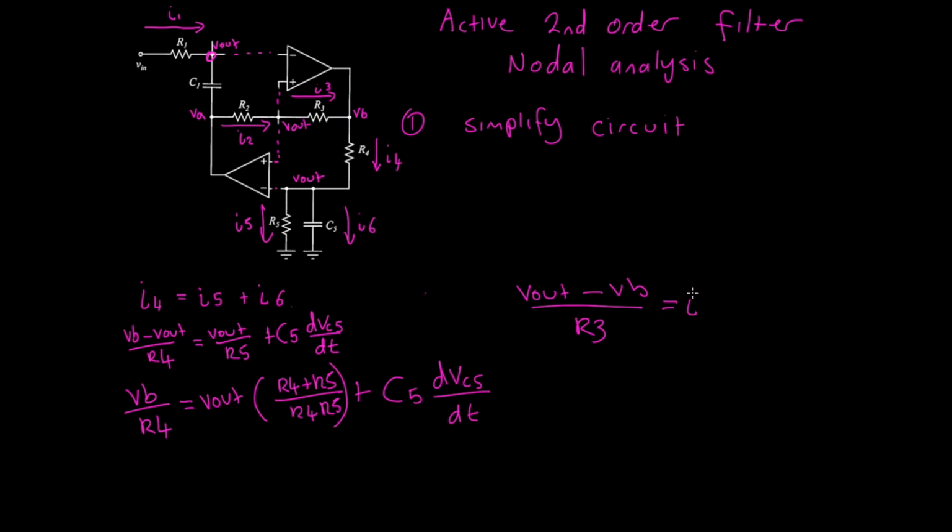And that's using Kirchhoff's current law. So we're saying that the sum of the currents into this node has to equal 0, so they've got to be equivalent. We're going to simplify this and just move the R3 to the other side.